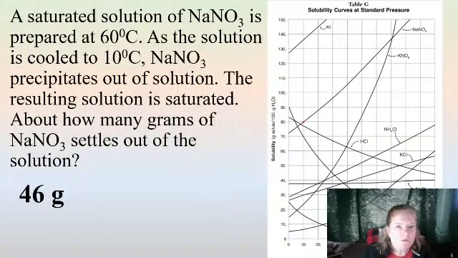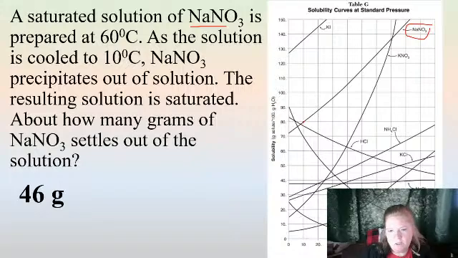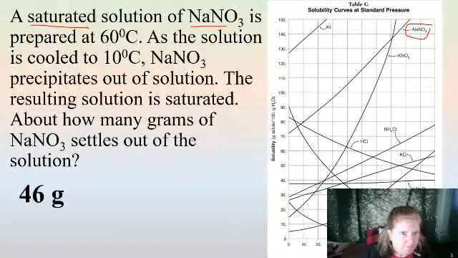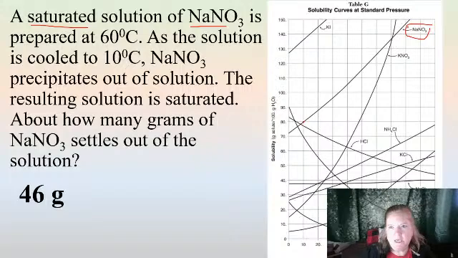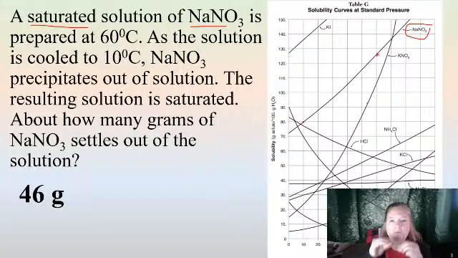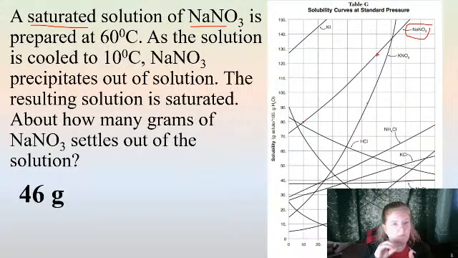So a saturated solution of NaNO3. Immediately I know I have this substance. It is prepared at 60 degrees Celsius. Immediately I know I'm using this temperature. Also, it said saturated. What does that mean? At 60 degrees, I go up until I get to NaNO3's line. And right now, my solution is here. It is on that line, because saturated means on the line. So that's the solution I have right now. Saturated, there's the dot representing my solution.